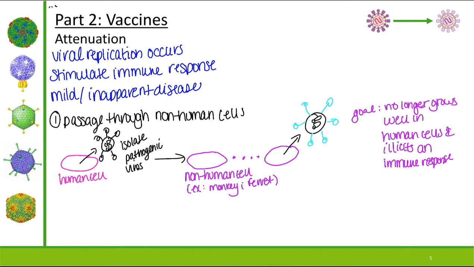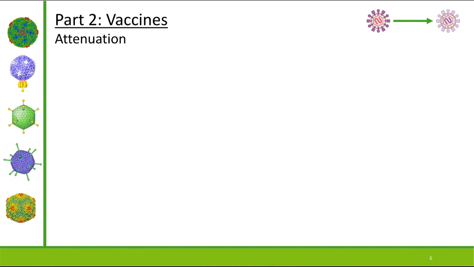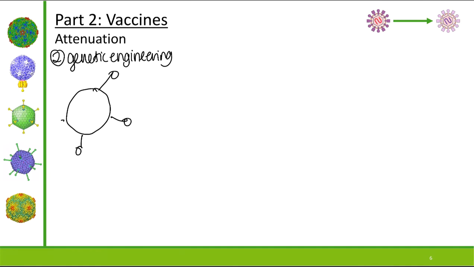Another way to make an attenuated vaccine is through genetic engineering. For genetic engineering, let's say that we have this virion, and one of these pieces of genome that I've drawn has a virulence gene. Back when we talked about virulence and how we identify genes, we go through that mechanism and identify the genes that encode for virulence.